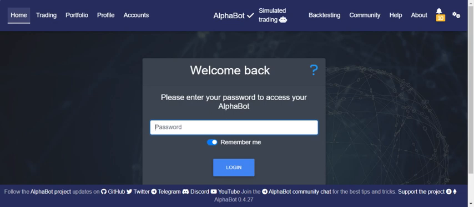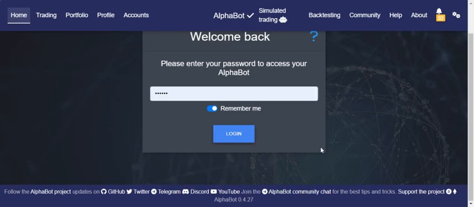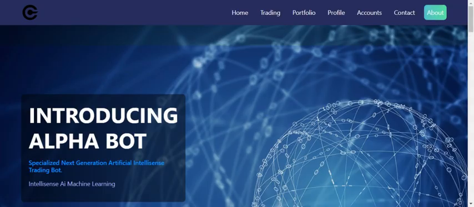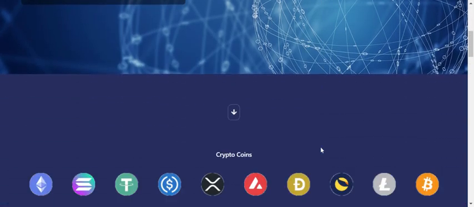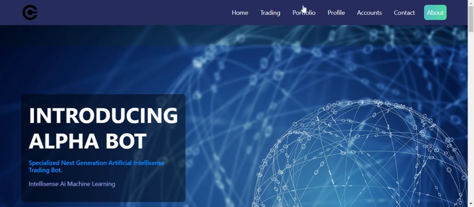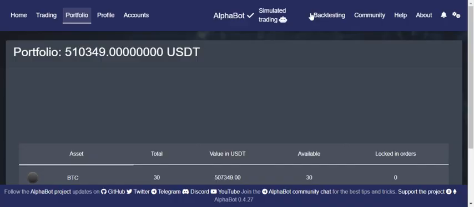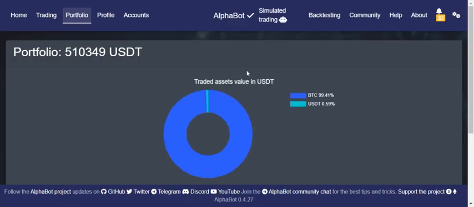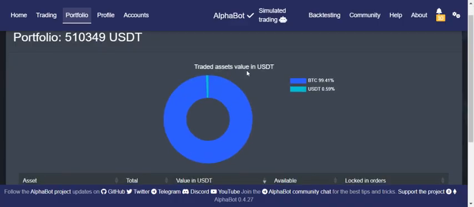So let's say, today we are going to learn how to use our AlphaBot. So first you need to log in. After login, you are landed on the home page of AlphaBot. Then go to Portfolio. Here it will show you how many trading assets you have.